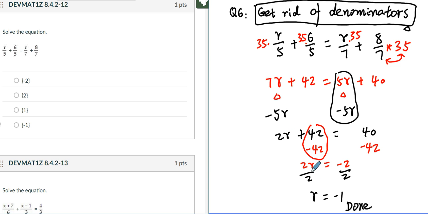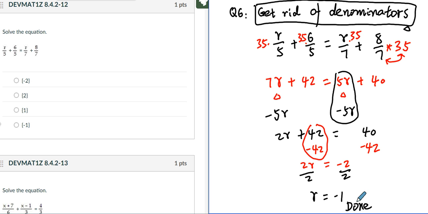And then we divide by 2 on both sides. 2 divided by 2 is 1. 1 times r is r. Right-hand side, negative 2 divided by positive 2. So we then have the answer, which is negative 1. So here is the solution.